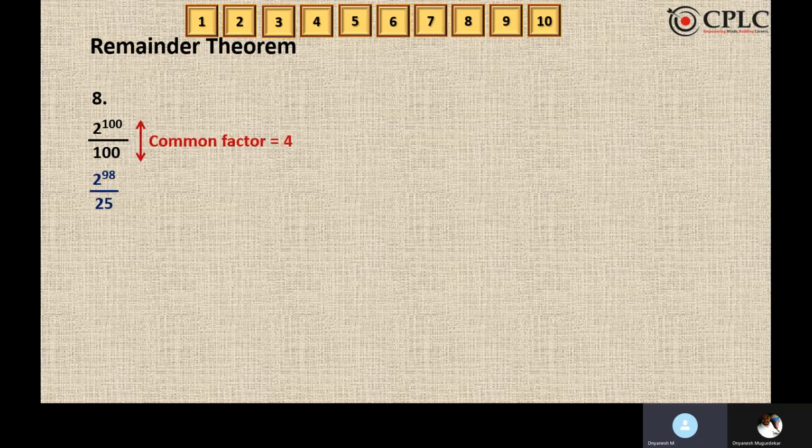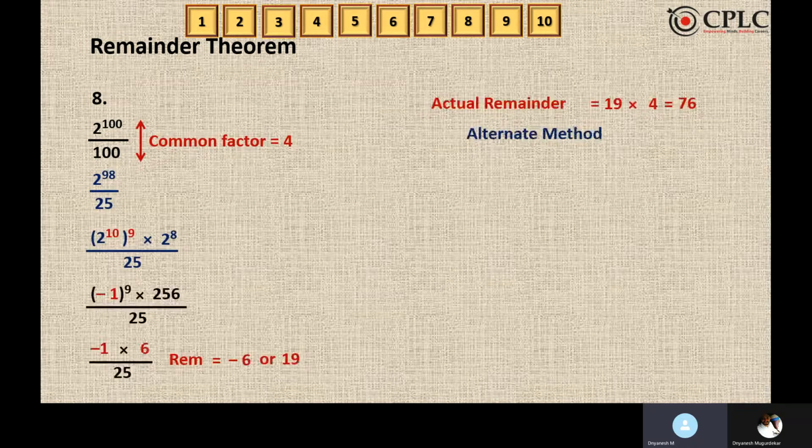So what you can do is, 2 raised to 100 can be written as 2 raised to 10 the whole raised to 10. You can see on the right side, 2 raised to 10 is 1024. So the question becomes 1024 raised to 10, last two digits. So last two digits are 24.